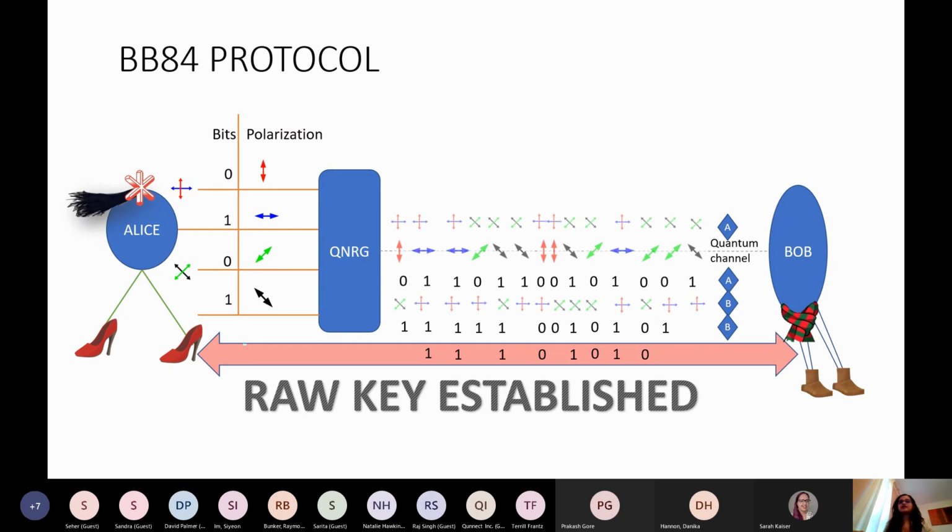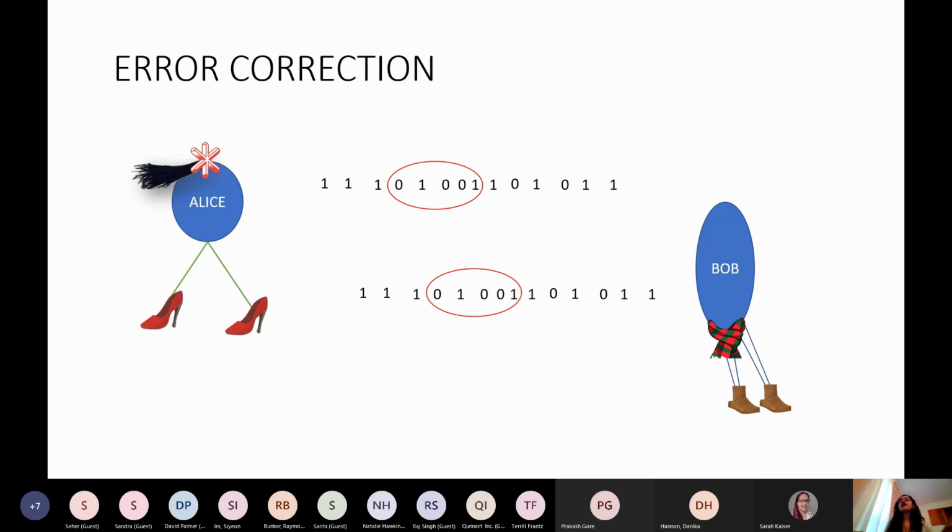Now, the story is not over yet. They also have to do quite a lot of post-processing to ensure that this raw key that both of them have actually agrees. So if Alice has a key and Bob has a key, both of them have to be the same key. Otherwise, they would not be able to use that key to do secret communication.